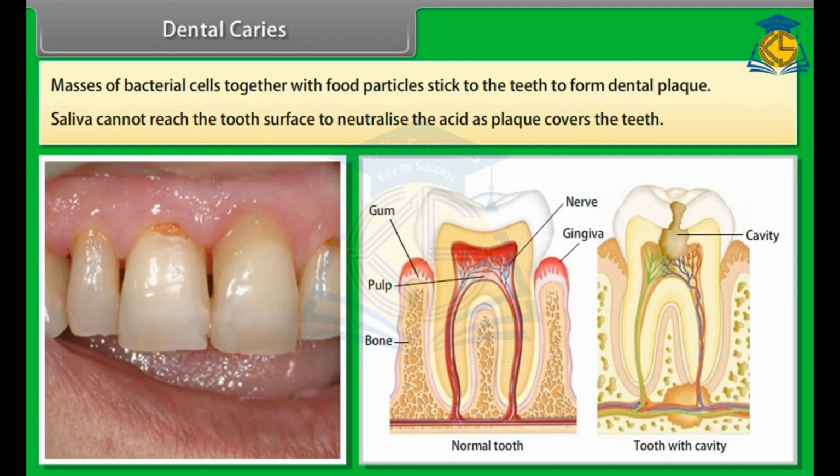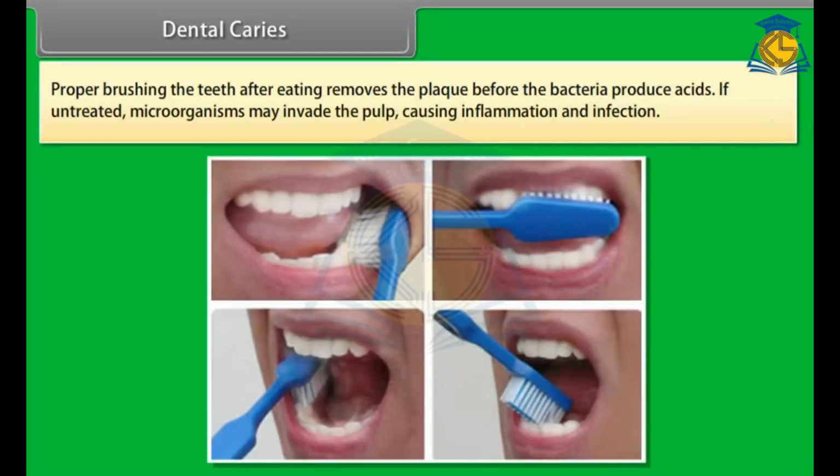Saliva cannot reach the tooth surface to neutralize the acid as plaque covers the teeth. Proper brushing of the teeth after eating removes the plaque before the bacteria produce acids. If untreated, microorganisms may invade the pulp, causing inflammation and infection.